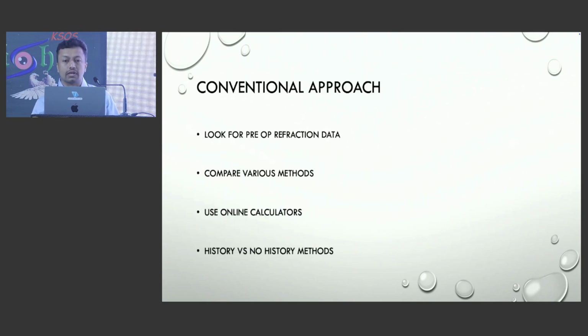So if you don't have the latest machines, the older way of approaching is to look into the previous refractive data, which is not available throughout, because if the patient had refractive surgery in one hospital and cataract surgery in a different hospital, it will be a difficult situation. The other method is to use an online calculator to get the basic K values and compare the various methods, the history and the no-history method in the ASCRS calculator. You can do the online calculation. It gives an almost precise value.